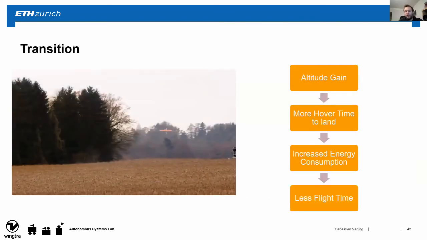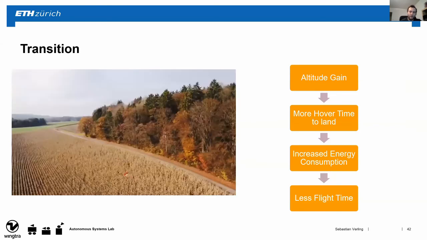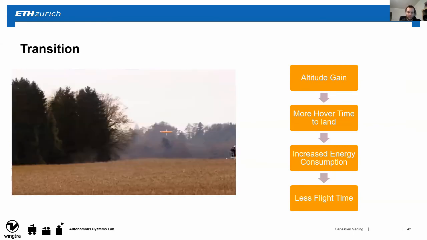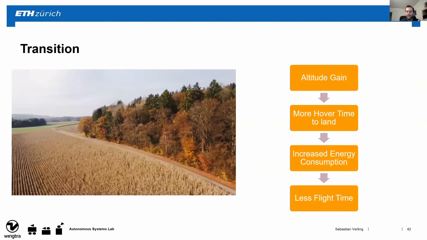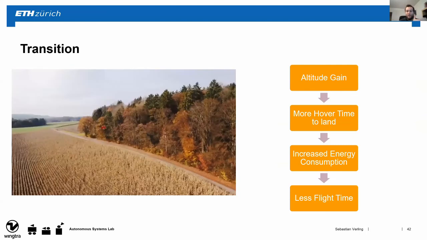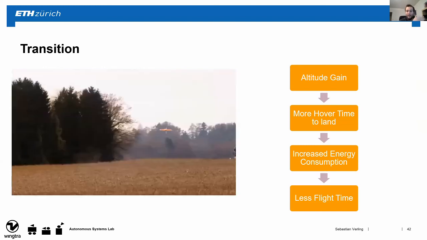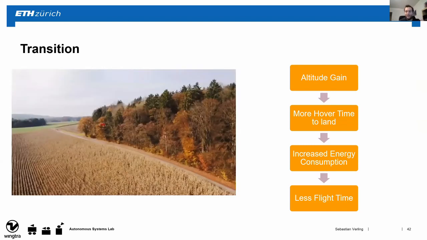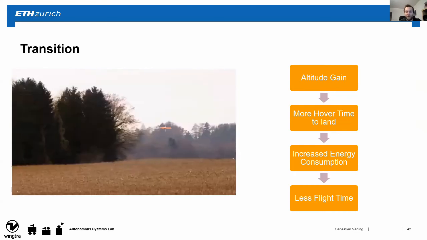Now, one further issue that we did see is the following. When doing the transition from cruise to hover, we can see that there's a substantial gain in altitude. As the descending speed of the system is limited, this will also lead to more time for landing and therefore increased power consumption. And that means that in total we will have less flight time for the drone. Now, this is something that we want to optimize.